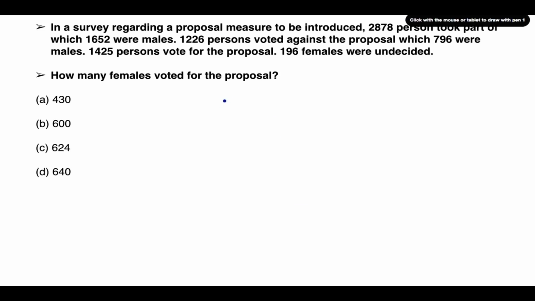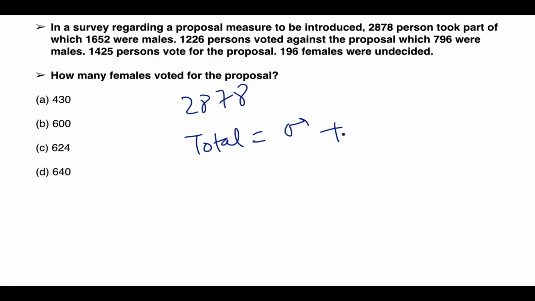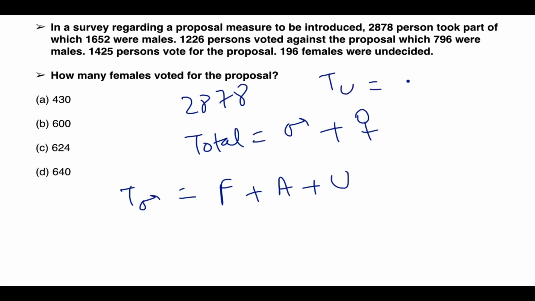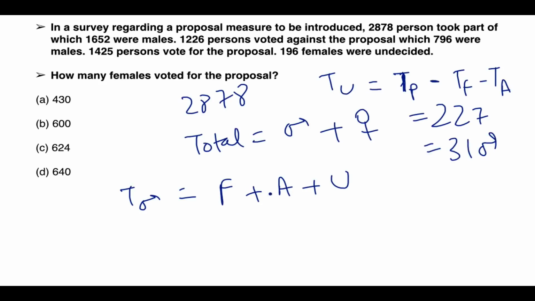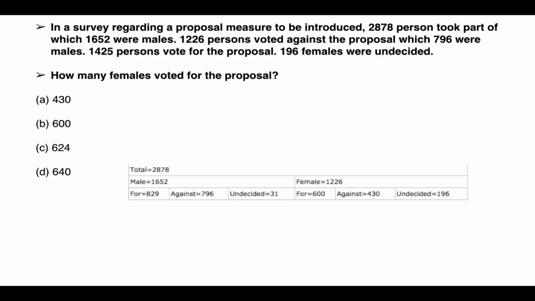There is a survey in which 2878 people took part. The total is equal to male plus female, so you will find out the number of females. Then total males will be equal to for plus against plus undecided. Total undecided will be equal to total persons minus total for minus total against. So total undecided comes out to be 227, and since 196 females are undecided, 31 males are undecided. You will find out all the equations very easily following this formula. So this will be the answer.